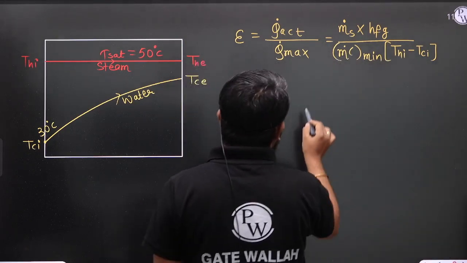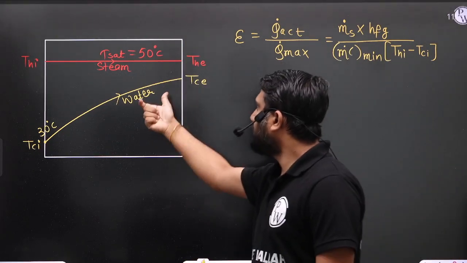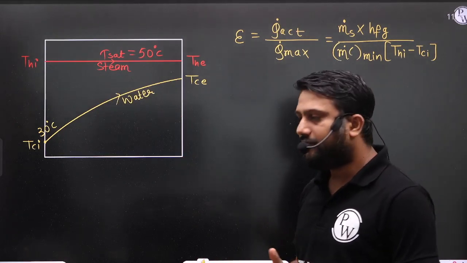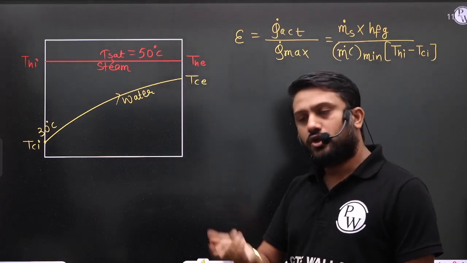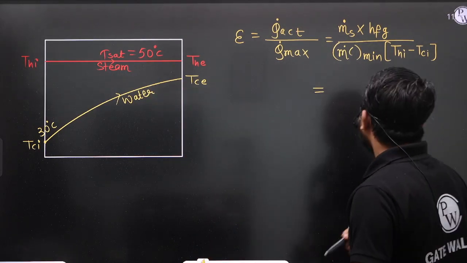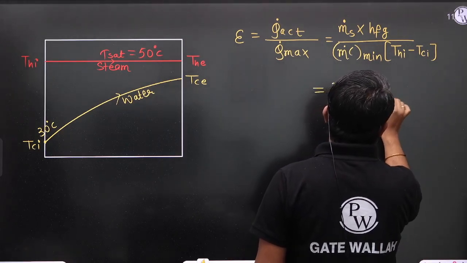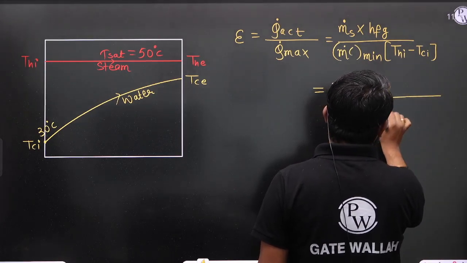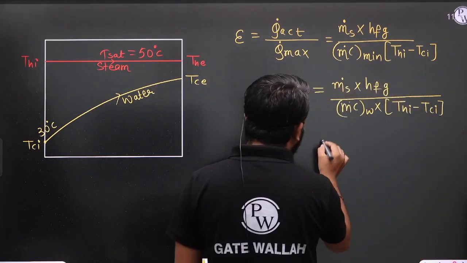Now see, what is the minimum heat capacity rate? The minimum heat capacity rate is for the water, right? Because for the steam, the heat capacity rate is infinite because of the phase change. Phase change of the steam occurs, so the maximum heat capacity rate is for the steam. So the minimum heat capacity rate is the heat capacity rate of the water, right? So simply we can write m dot s multiplied by h_fg upon the heat capacity rate of the water multiplied by the maximum temperature difference in a heat exchanger.